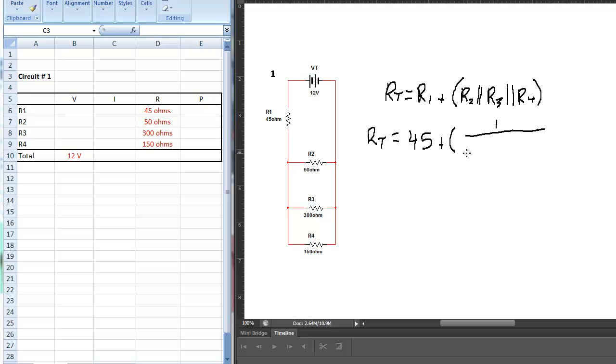Again, apologize for the writing. This pen tab is harder than it looks. So this would be 1 over 50 plus 1 over 300 plus 1 over 150. Okay, and all that is, here, just let me fix this up a bit. There we go. That's supposed to be a bracket. But this is essentially how it is. 45 ohms plus these three resistor values in parallel.